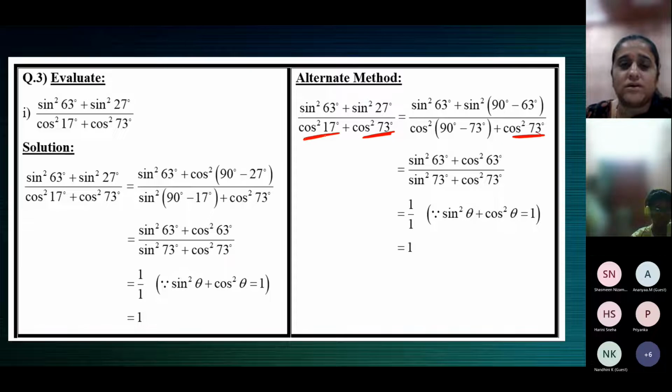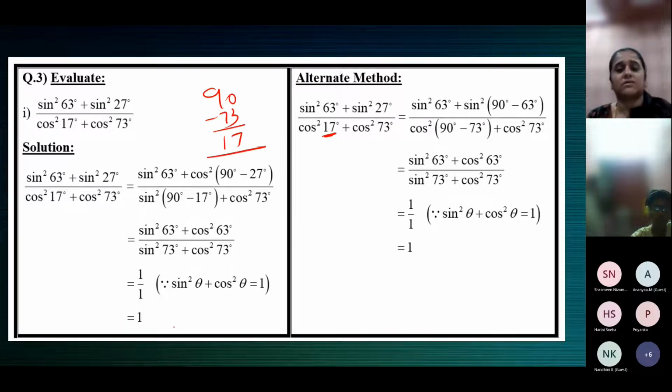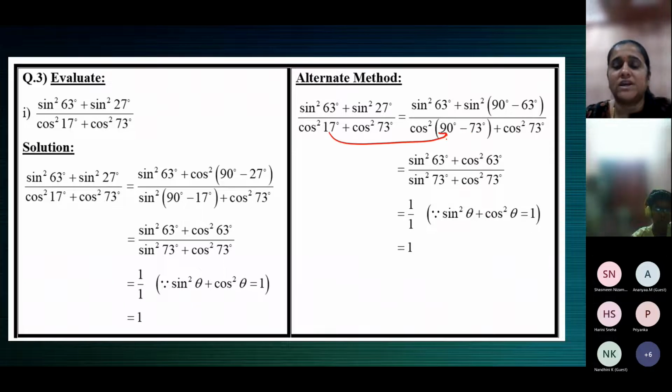In the denominator also, I have written cos square 73 as it is. I'm changing this one. In the first step, I'm not using the complementary rule. I'm just writing 17 as 90 minus 73, because 90 minus 73 is 17. So cos square as it is, instead of 17, 90 minus 73. So there's nothing but 17 degrees. So no change in the first step.